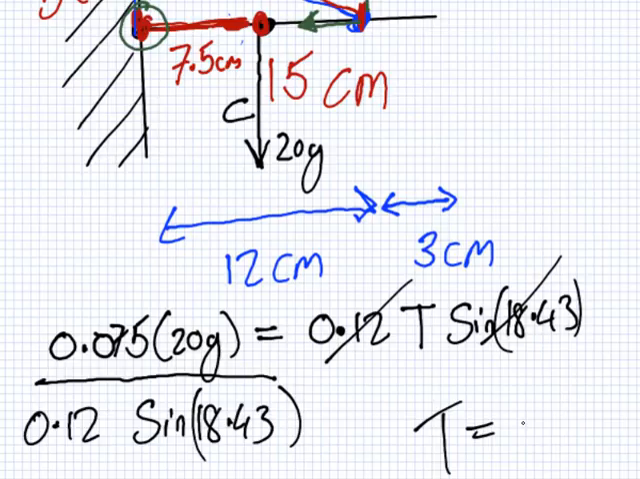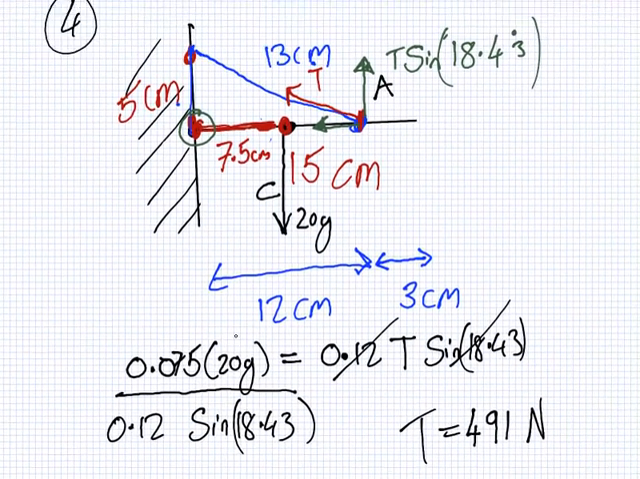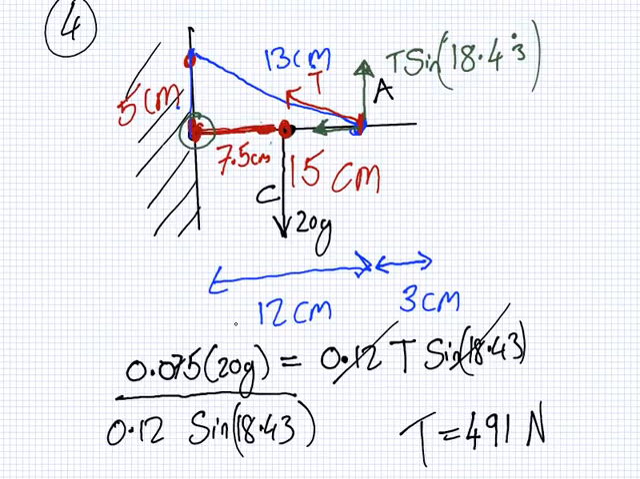490.5. Agree? It says what is the magnitude and direction. So we have a little bit more to do. Actually, we have the magnitude, that's the T. Is it 491? What did you get?